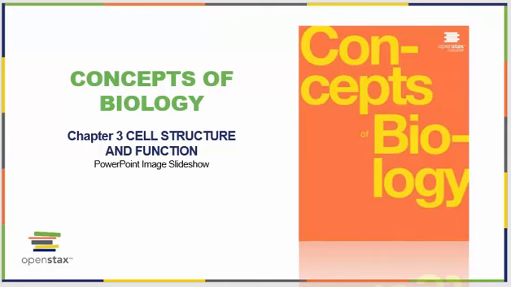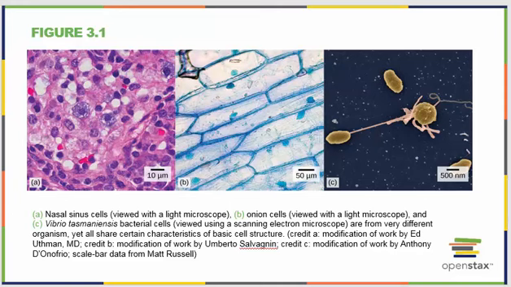Chapter 3, Cell Structure and Function. A cell is the smallest unit of a living thing. They're the individual building blocks of all organisms. They exist in two general categories, prokaryotic and eukaryotic.